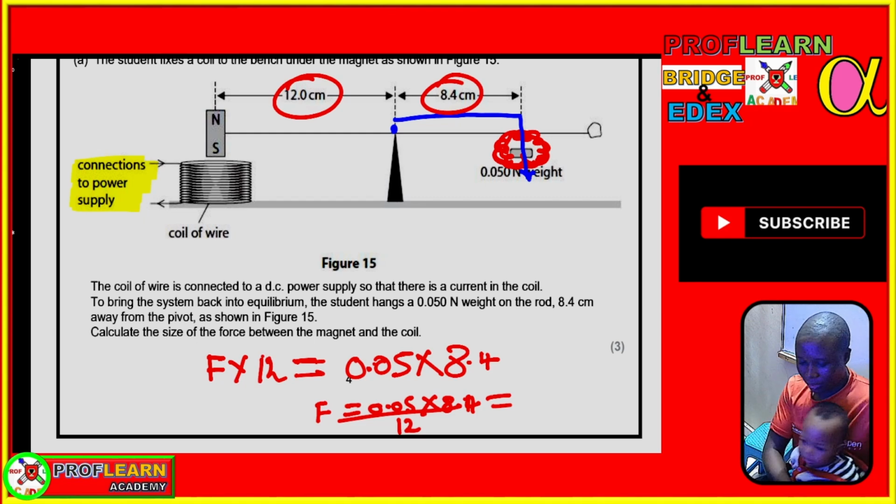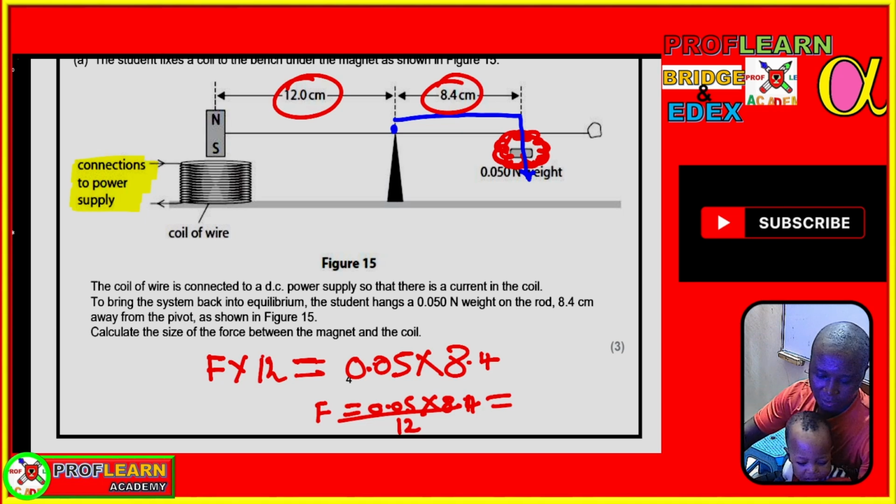So let me just get to know what the answer is in that particular part, so that we can proceed. Let's write the answer in the chat section, what that could be.